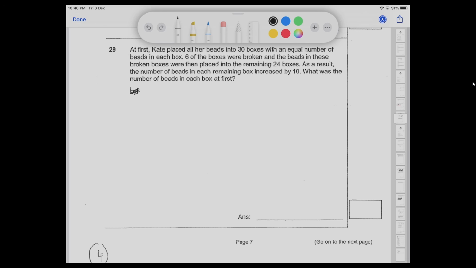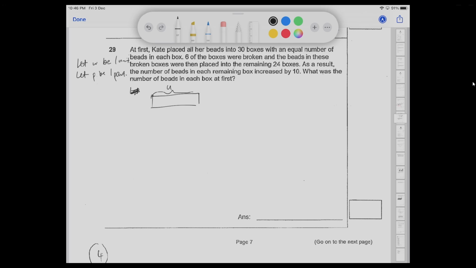Yeah, so we can try to visualize this in a sense. This is what each box had at first, the number of beads, and we had 30 of these. So this is the initial amount of beads, right? We can call this 1 unit. So let U be 1 unit, let P be 1 part.